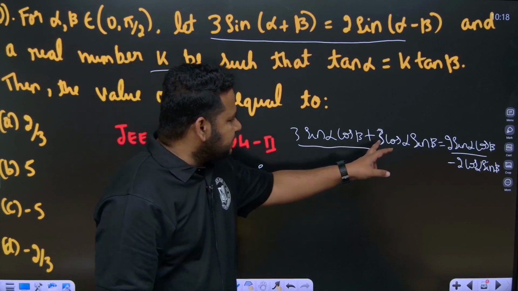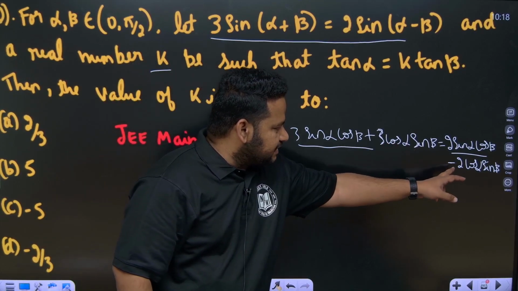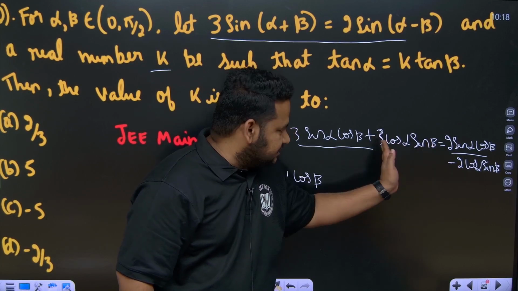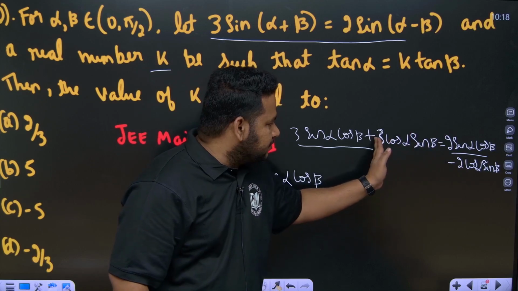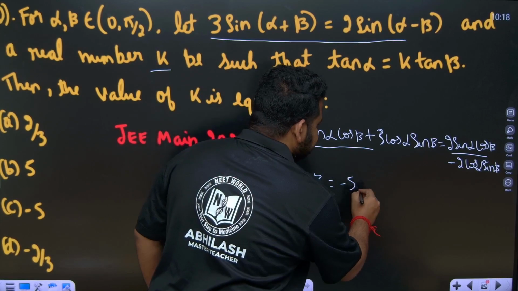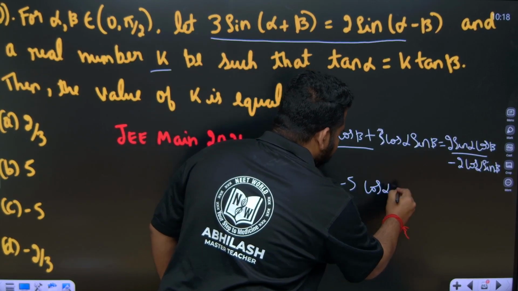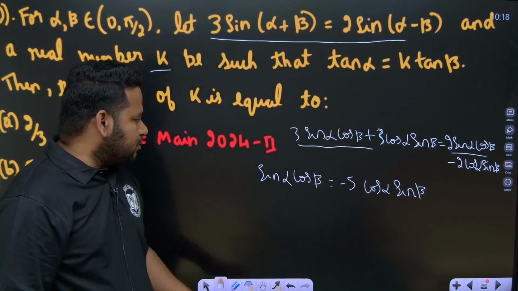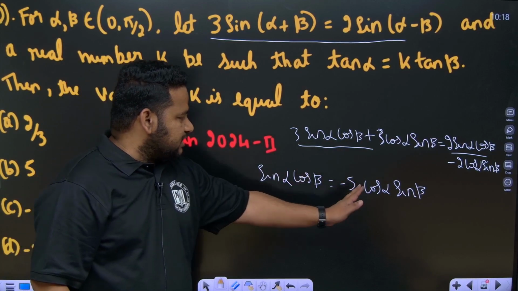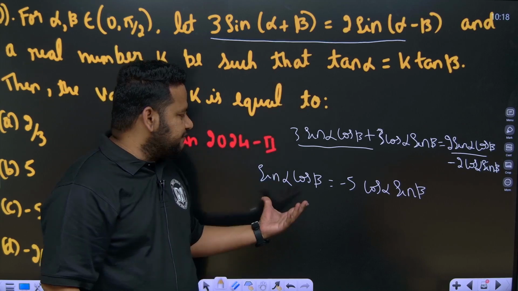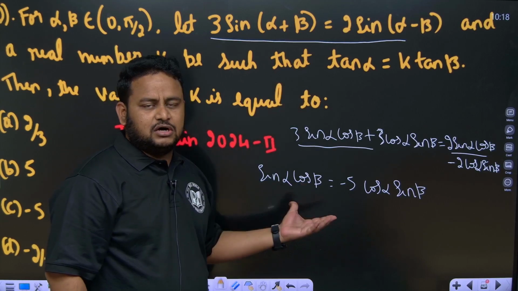Now here we are having 3 cos alpha sin beta, and here we are having minus 2 cos alpha sin beta. So if I take this one that side, it will become minus 3 and minus 2, it will become is equal to minus 5 cos alpha sin beta. Now I have it in the form of sin and cos, here also I have it in the form of sin and cos. I want it in the form of what? Tan. So I will divide both LHS and RHS by cos alpha cos beta.